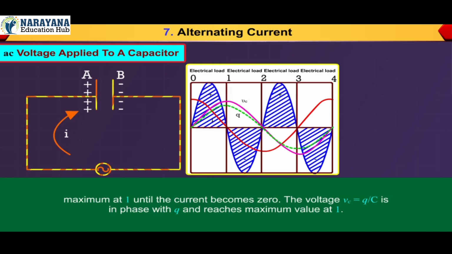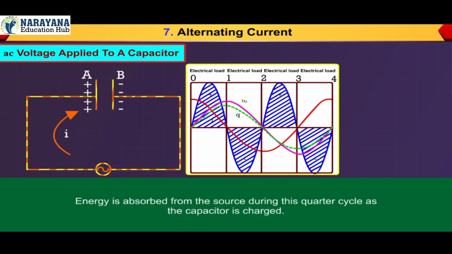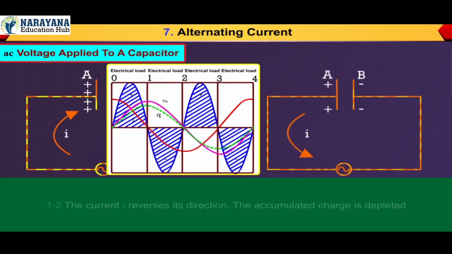The voltage Vc = Q/C is in phase with Q and reaches maximum value at 1. Current and voltage are both positive. So, P = Vc i is positive. Energy is absorbed from the source during this quarter cycle as the capacitor is charged. 1 to 2, the current I reverses its direction.